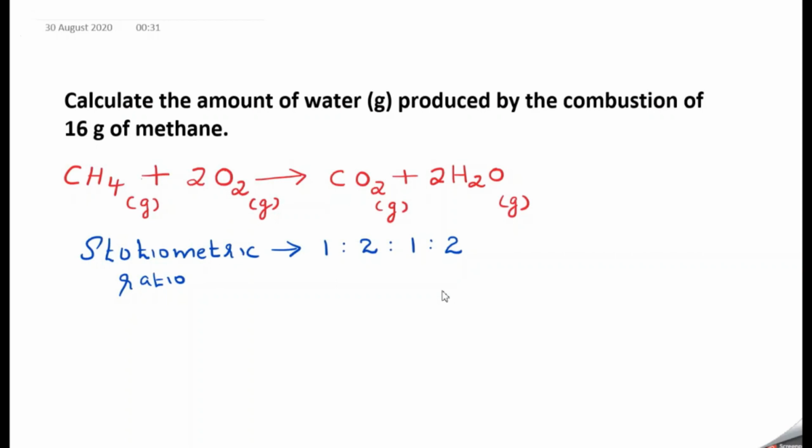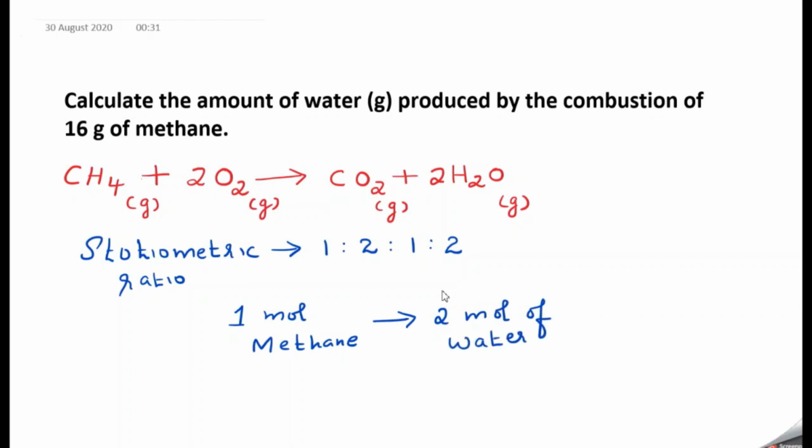Now as per the stoichiometric equation, we know that 1 mole of methane gives how much amount of water? 2 mole of water. So we will write that. So 1 mole of methane can give 2 mole of water.